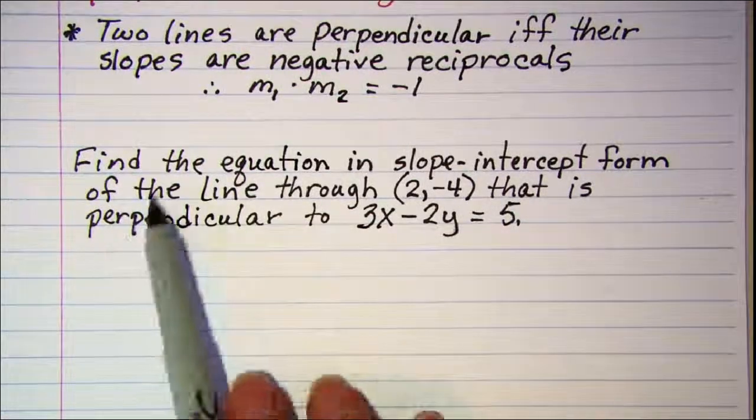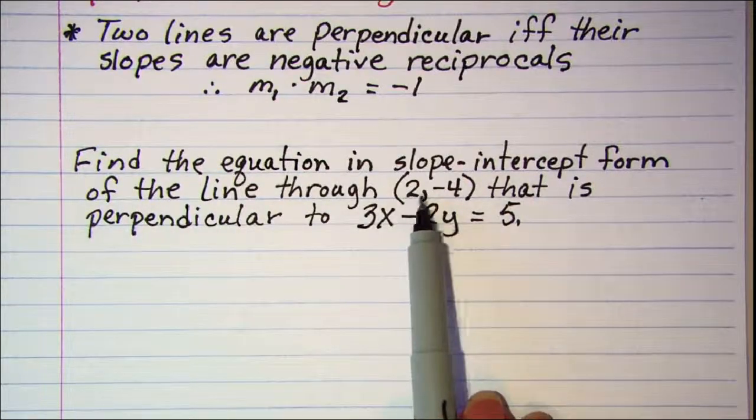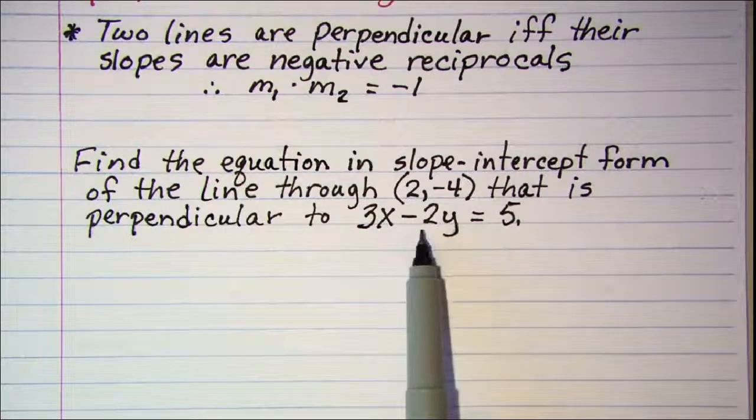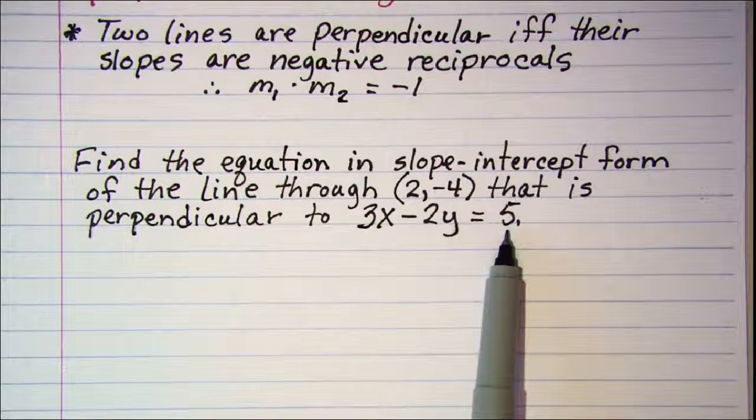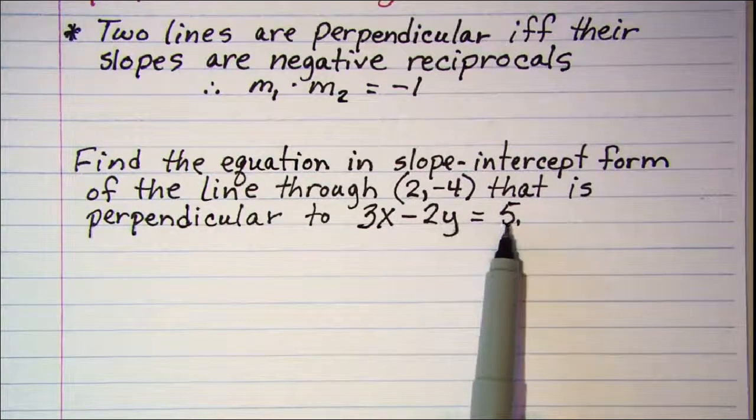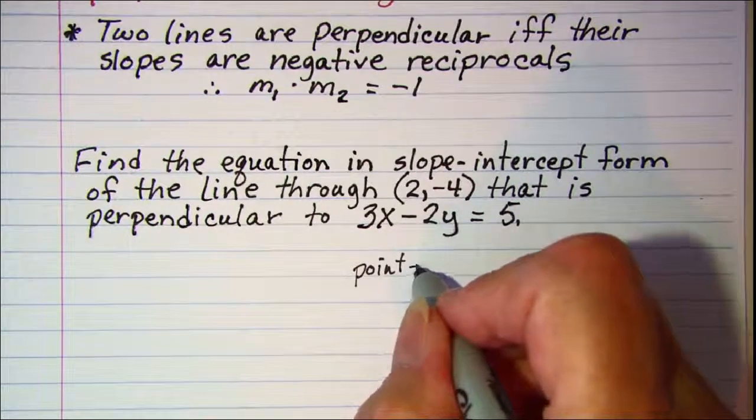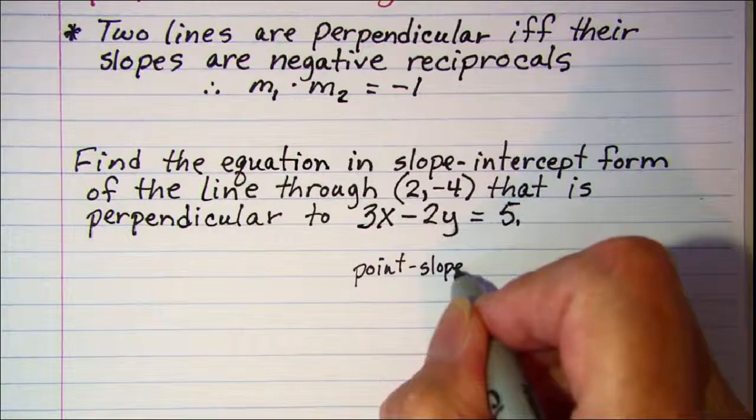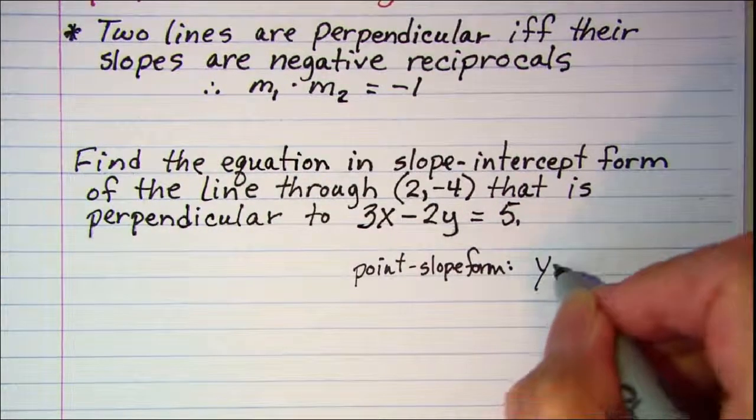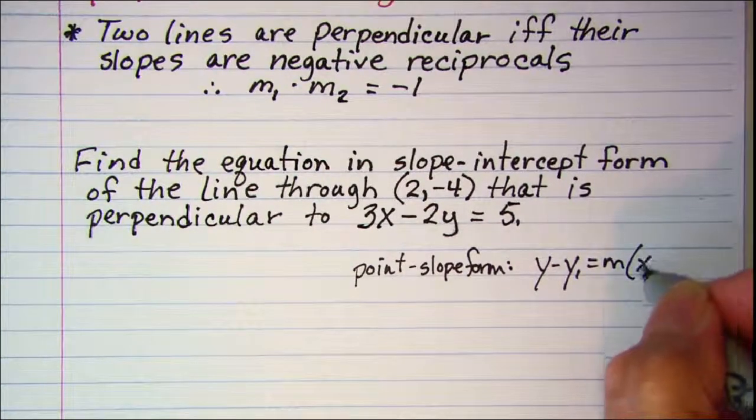We're asked to find the equation in slope-intercept form of the line through (2, -4) that is perpendicular to 3x minus 2y equals 5. Now I know a point, and I'll be getting my slope from this equation, so I'm going to use the point-slope form of a linear equation, which is y minus y1 equals m times the quantity x minus x1.